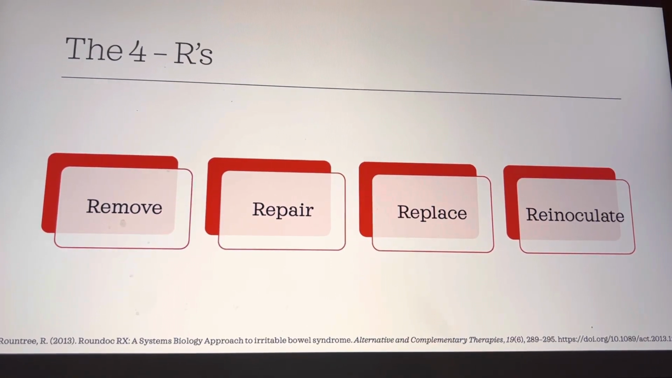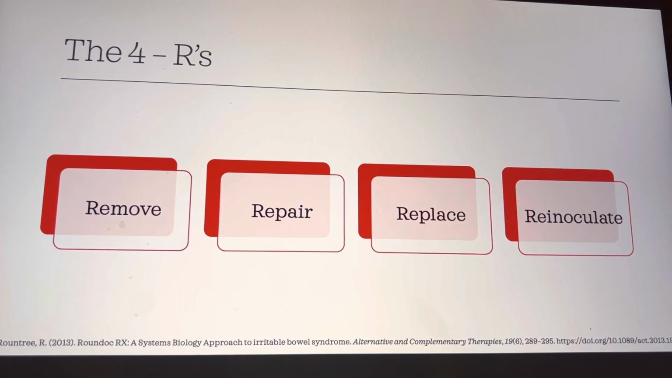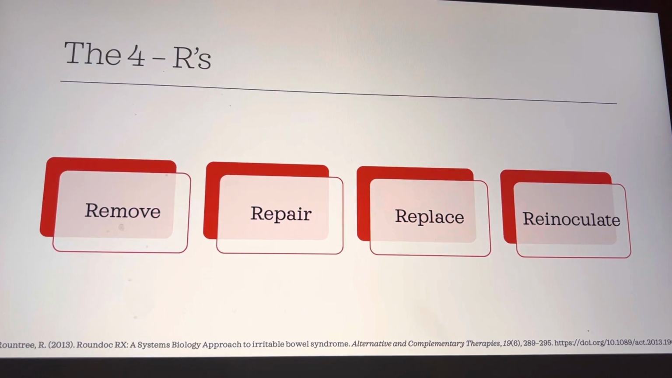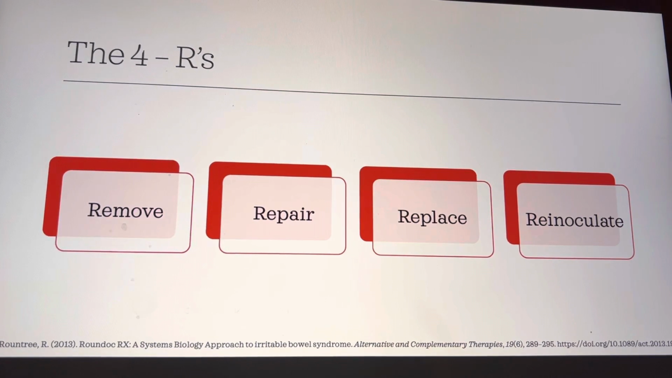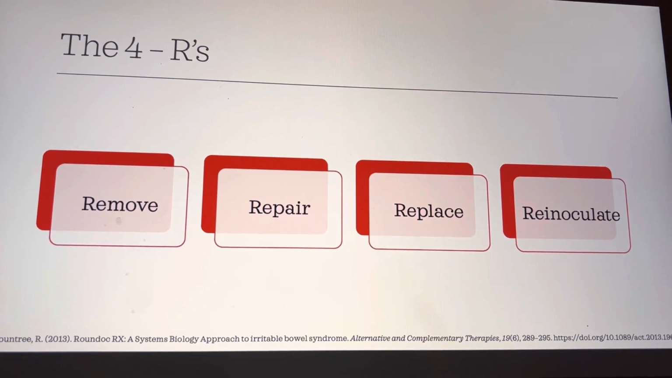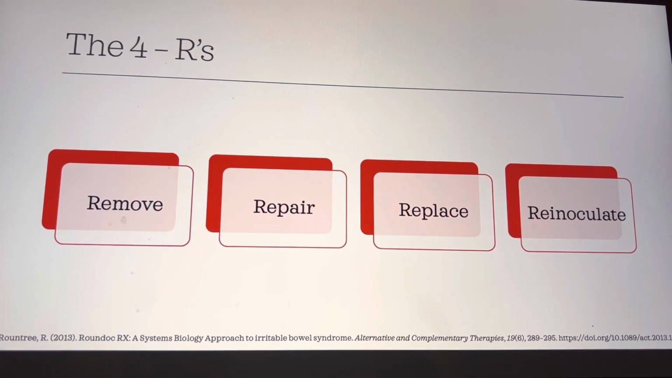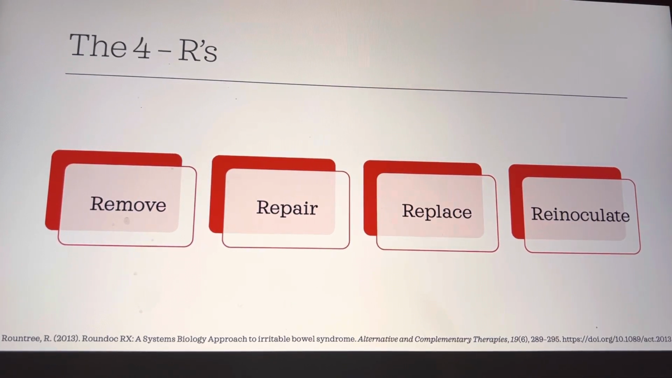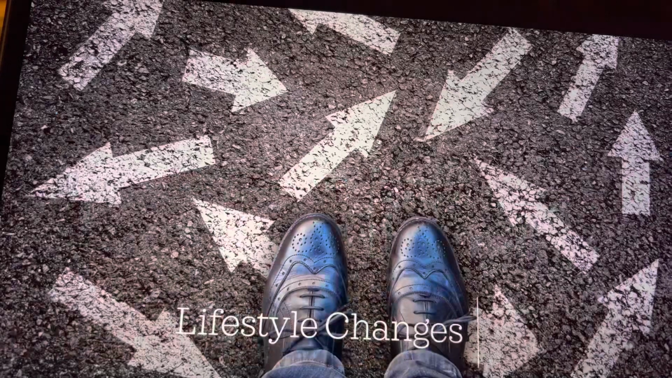Replace: digestive enzymes can be derived from pancreatin, fungi, or fruits such as pineapple or papaya. Pancreatin, which contains a combination of amylase, lipase, and protease, is very potent and helps digest a wide range of foods. It's most effective in the high pH of the small intestine. The final R is reinoculate. This involves giving prebiotics, fibers such as inulin, FOS, and larch, and probiotics to deliver good bacteria to the gut, along with supporting the growth of existing good bacteria.